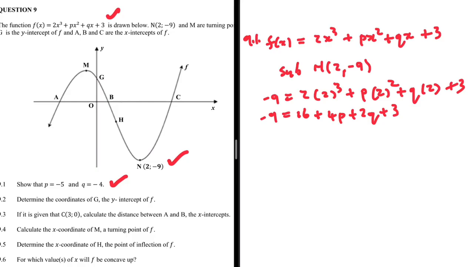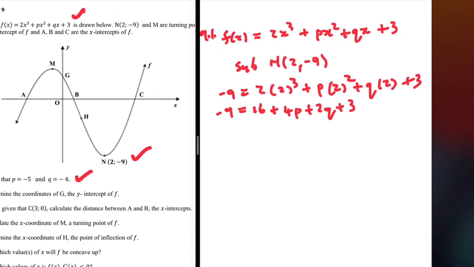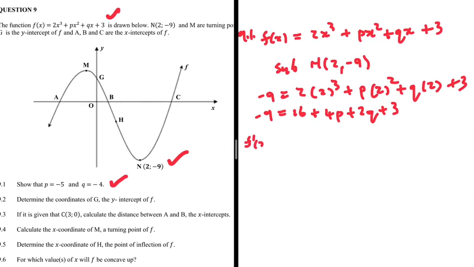But there's something else that we know about the turning point. The gradient at the turning point is equal to 0. So we can differentiate f of x, equate to 0 and substitute 2, because the gradient at the turning point is indeed equal to 0. So f prime of x is going to be equal to 6x squared plus 2px plus q. There we go. So we're substituting x equals 2 and the gradient is equal to 0 at that point, because that's where we have the turning point.